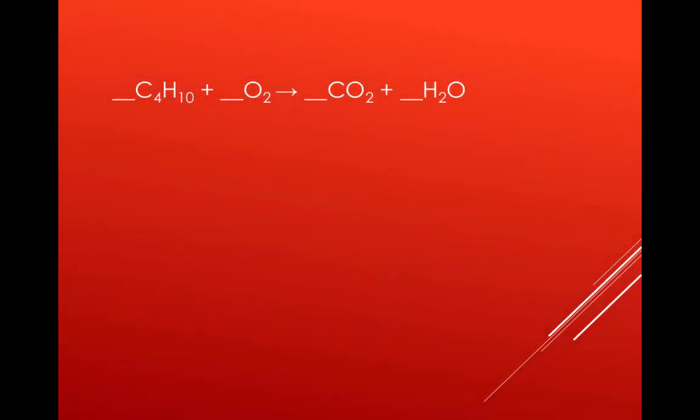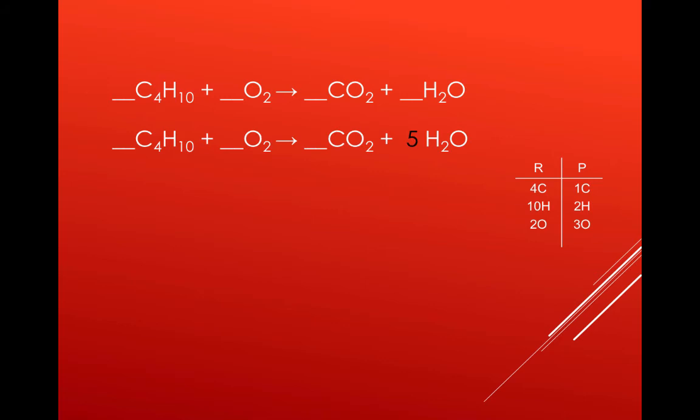Let's try this reaction: C4H10 plus O2 producing CO2 and H2O. Here's our table of atoms. 4 carbons, 10 hydrogens, 2 oxygens on our reactant side, and 1 carbon, 2 hydrogens, 3 oxygens on the product side. We will save O2 to balance last. Let's balance the hydrogens first by adding a 5 in front of the H2O. This makes 10 H's and 7 O's on the right-hand side.